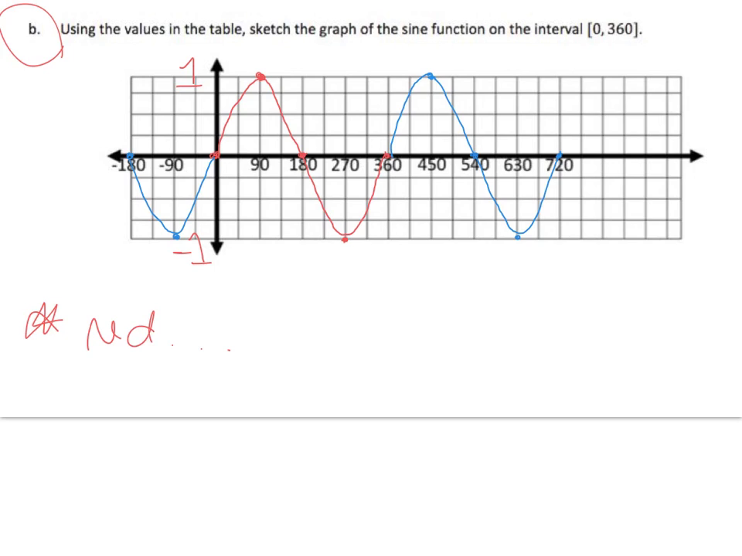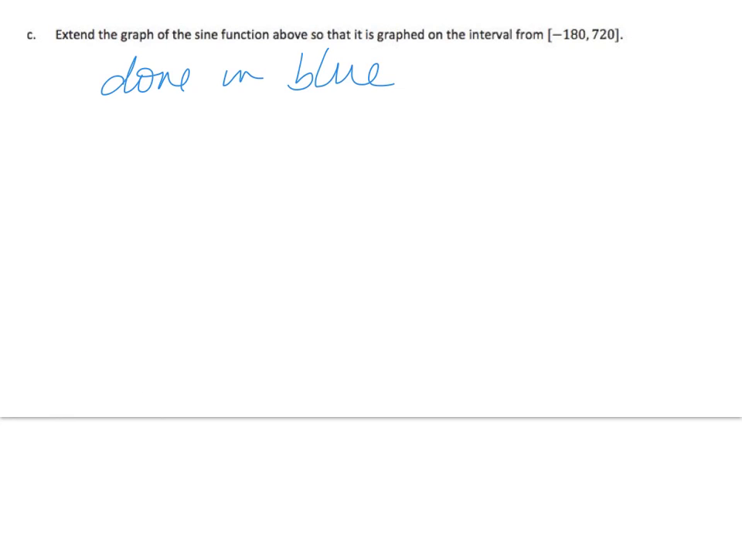Now part C asks you to extend your graph to negative 180 and positive 720. And it's just a great little pattern. Remember, it's a periodic function, so it just repeats. So I came back down and then up and back down. And like I said here, I finished that one in blue.